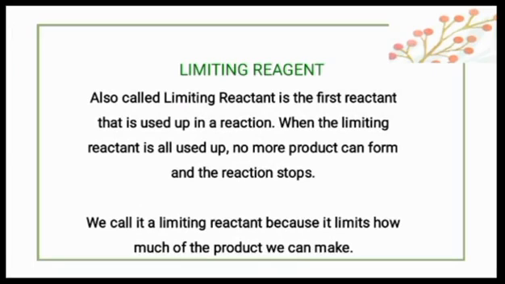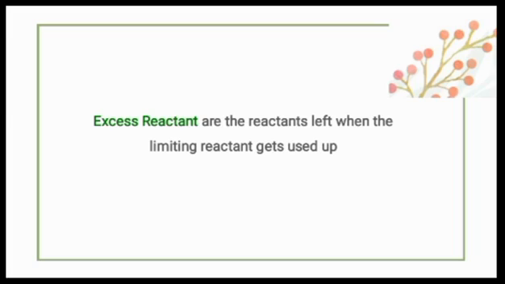These are also called limiting reactants. This is the first reactant that is used up in a reaction. When the limiting reactant is all used up, no more product can be formed and the reaction stops. We call it a limiting reactant because it limits how much of the product we can make. Therefore, every other reactant that remains in the chemical reaction is called an excess reactant. This is the reactant that is left after the limiting agent is used up.